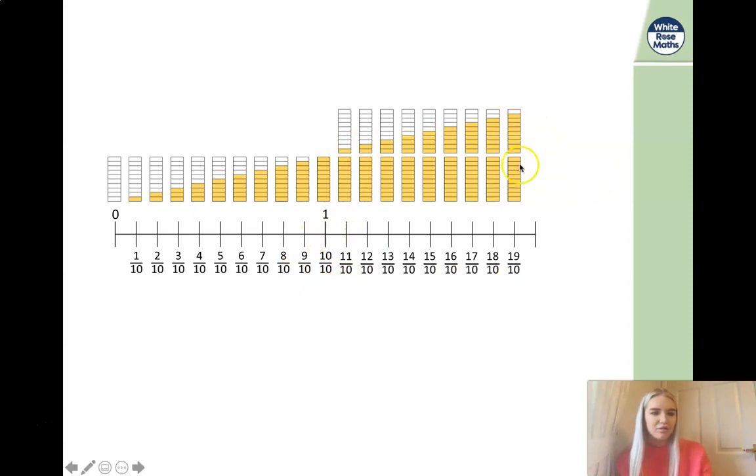How many bar models have I filled? That's right, it would be the same as 2. So here we've worked out how we can count in tenths, and when we get to 10/10, which is 1, how we can continue counting up so we can get 20/10, which is 2. And we can see how much bigger my bar model gets each time we add 1.